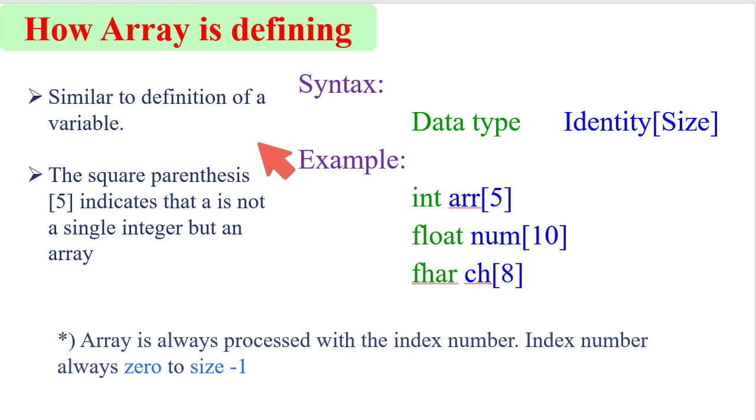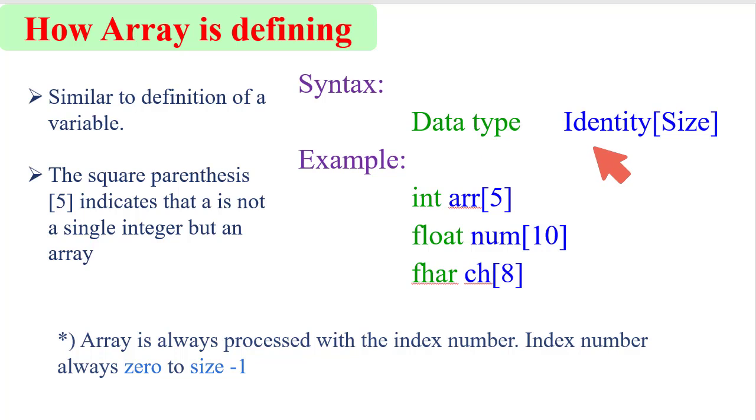How to define the array? This is the syntax of an array: data type, identity, size. Identity is the name of the array and size is how many elements there are. Size is nothing but the number of elements in the array. And the data type will indicate which type of data are there in that array.